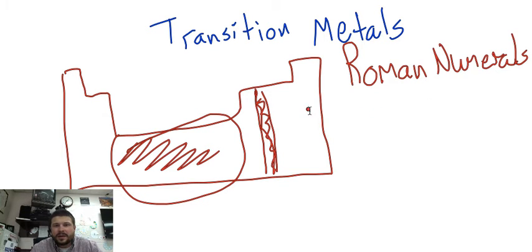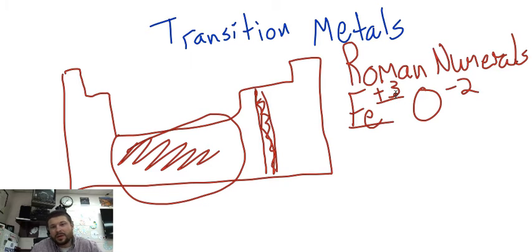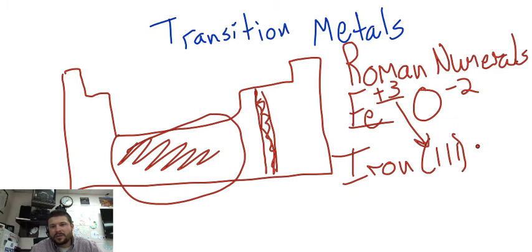All right, that's the way you tell what Roman numeral you put: by looking at what it's paired with. So if I have iron here and I have oxygen, I know oxygen is going to be a 2 minus. Iron can be, we'll just say +3 here in this case. So this would be iron 3. This 3 came from there. Iron 3 oxide.